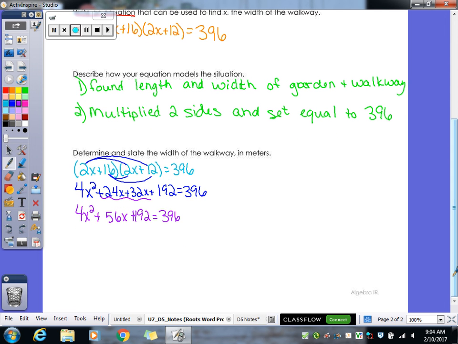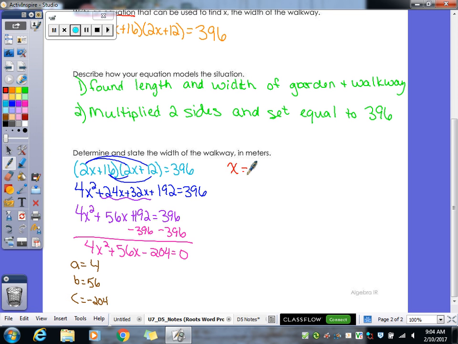Move this down a little bit more. Subtract 396. So 4x squared plus 56x minus 204 equals 0. Looking at this now, we're going to need some big numbers here. So a lot of people opt for the quadratic formula, which is a great option. So our a value would be 4, b is 56, c is negative 204.